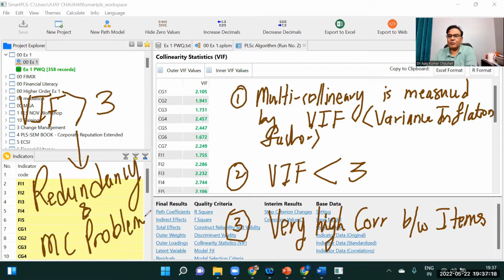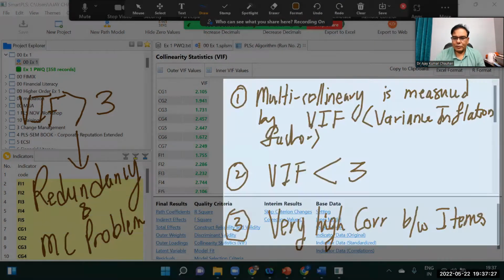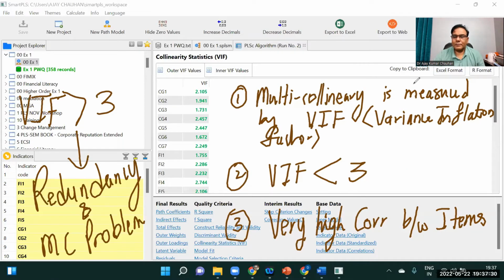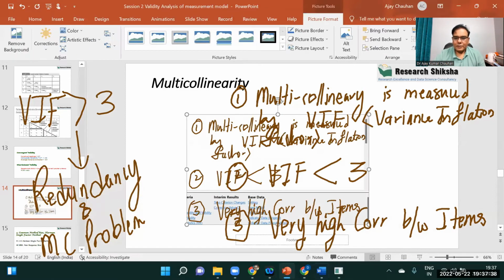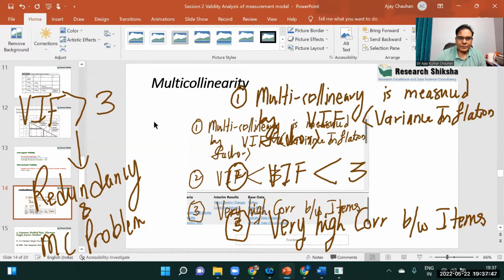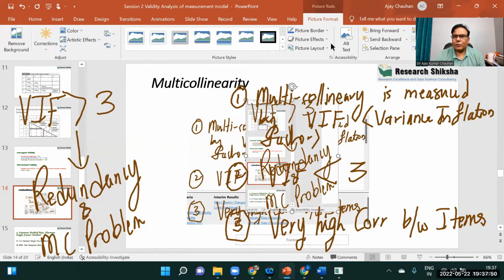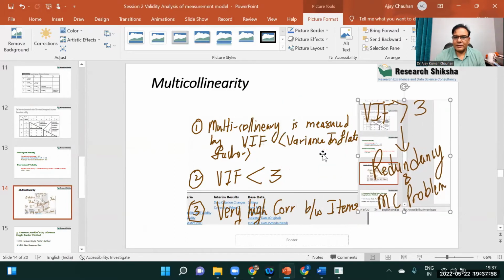So these are the things which you should be aware of about multicollinearity. Let me also copy from this and paste to the PPT. Similarly, this portion also, and paste here so that I will convert it into lines. Okay. So we understand two things.